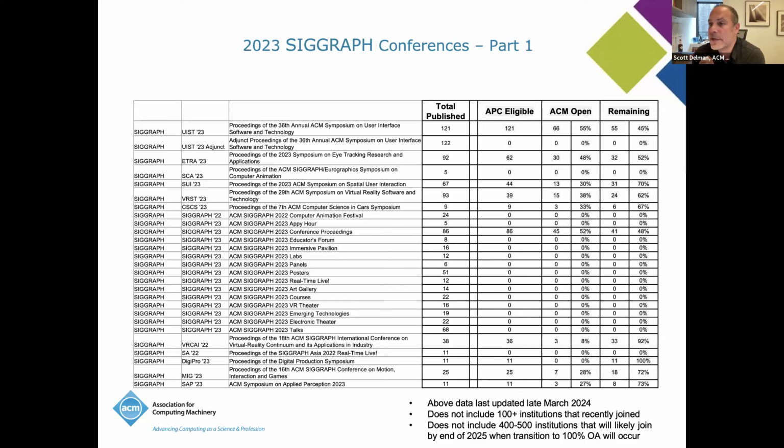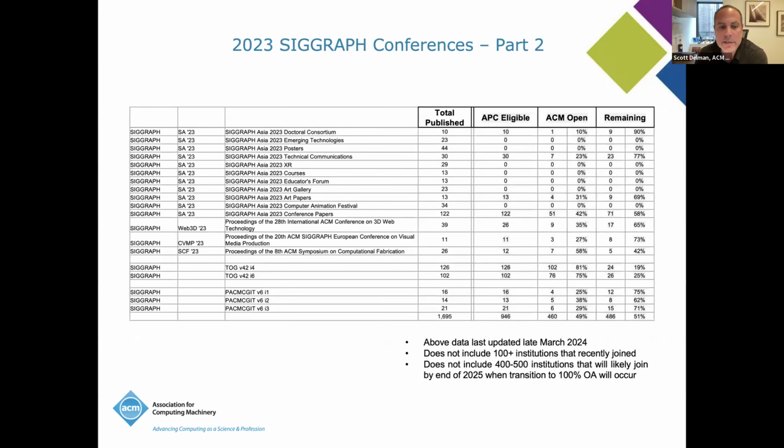today, 55% of those articles would be covered by ACM Open, which means 45% would require either an APC or a financial waiver. And then you can see that for all of the remaining conferences on this list, and I have the rest of them on the next slide. Importantly, the numbers are a little bit better than this because we've signed probably another 100 or so institutions in the last month. And it doesn't include the 400 to 500 institutions that we think are highly likely to join before the end of this period in 2025.